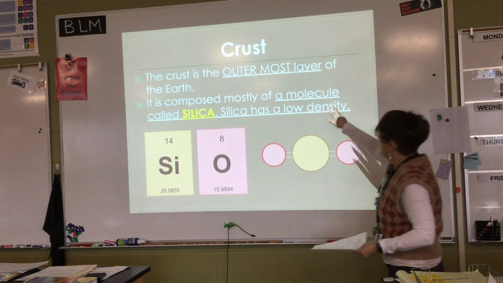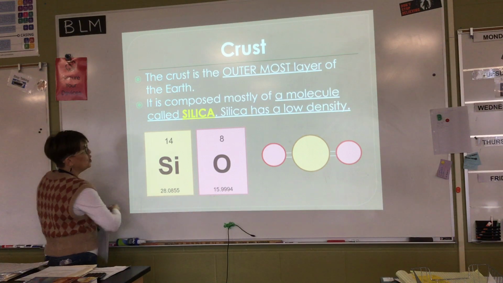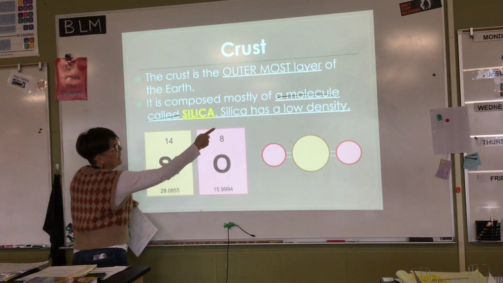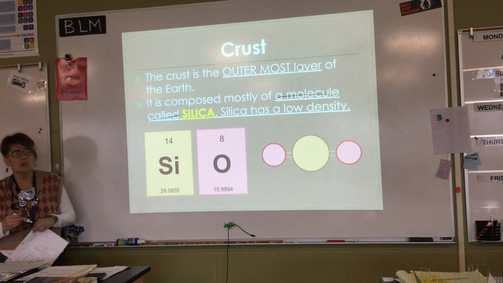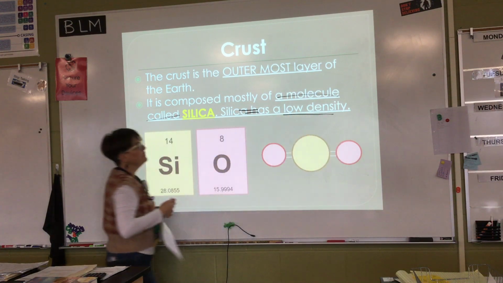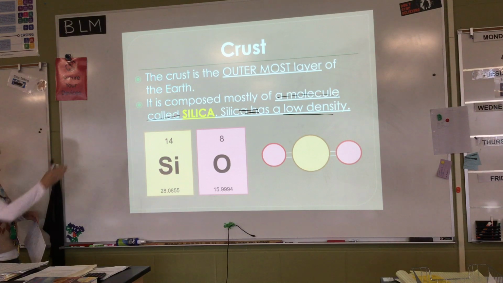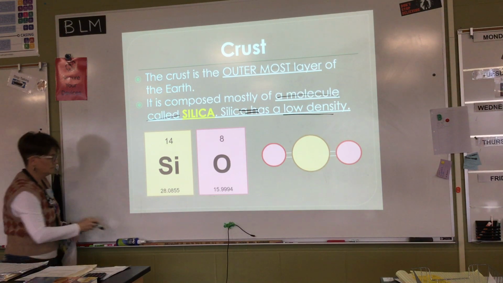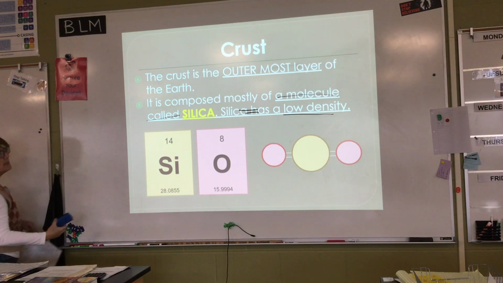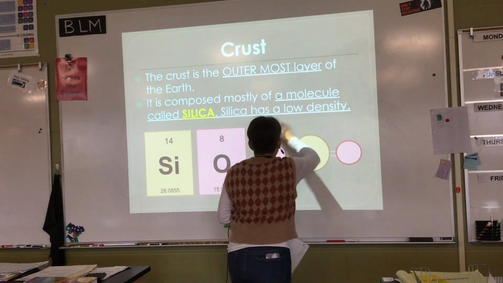All right, so now we are at that part underneath the crust where it says composed mostly of silica. If you don't want to write a molecule called silica, then don't. You don't need to put this. Just say it's composed mostly of silica, and this has a low density. So you could say silica and then equals low density, if you want to do that. It's composed mostly of silica. Silica has a low density. Which is important, right? Because the crust is the least dense layer. The silica has a very low density.